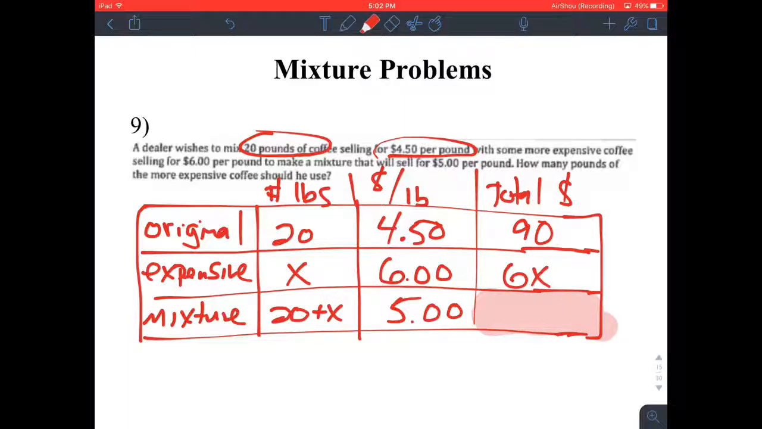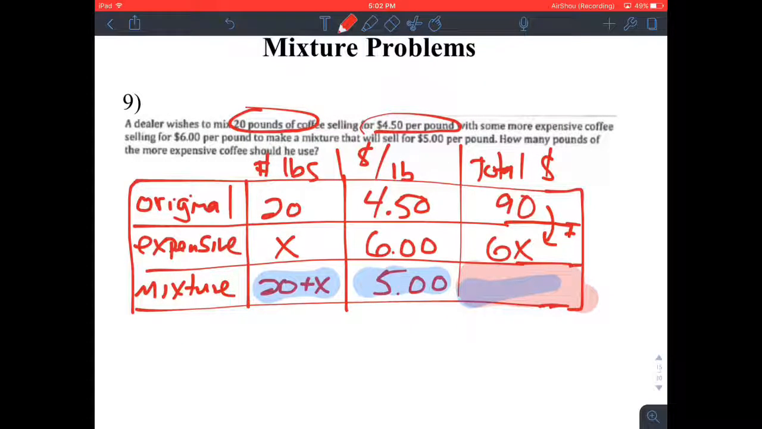We can find this in two ways. We can take the money from the original and add the money from the expensive, and that's going to be 90 plus 6X. That seems logical to put in that box. What also seems logical is to take the number of pounds of the mixture times the dollars per pound and also put that into the box. What that tells us is those two things are going to be equal to each other.